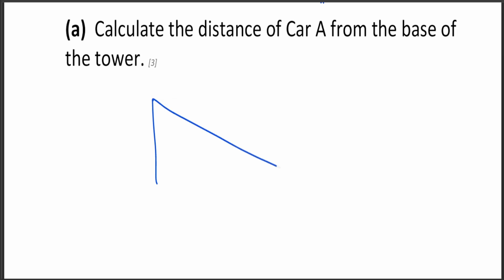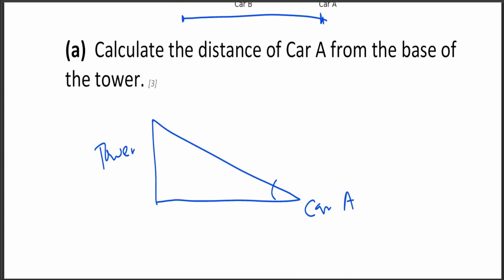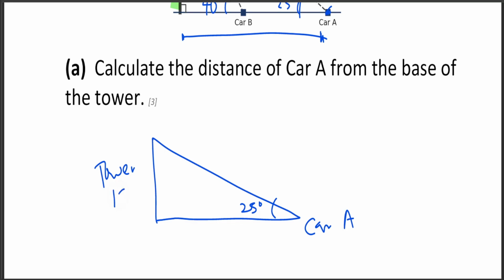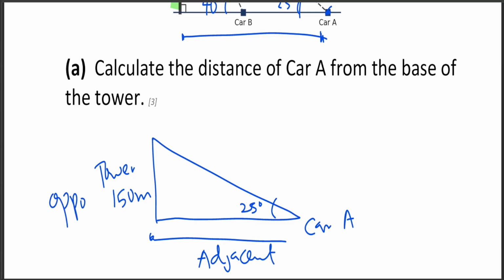Let's draw the triangle itself. So kuna triangle that looks like this. This is the tower and this is car A, na angle yako hapa tayari tumepewa ni 25. So this is 25 degrees and the height is 150 meters. So distance from here to here, so it's easy again. So sisi tutatafuta adjacent na tayari tuko na opposite. Opposite ni hii, hatujaulizwa tutafute hypotenuse.